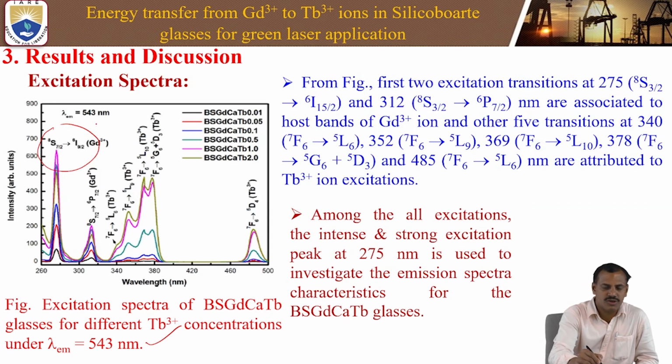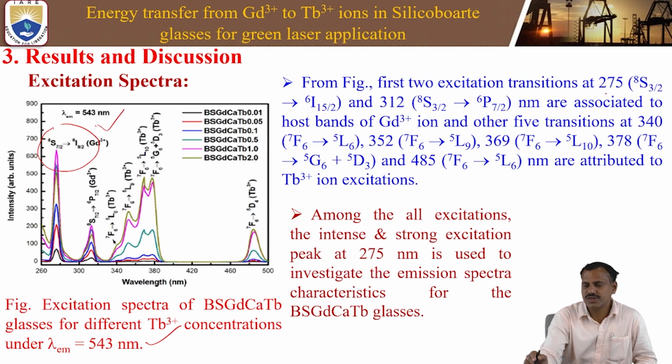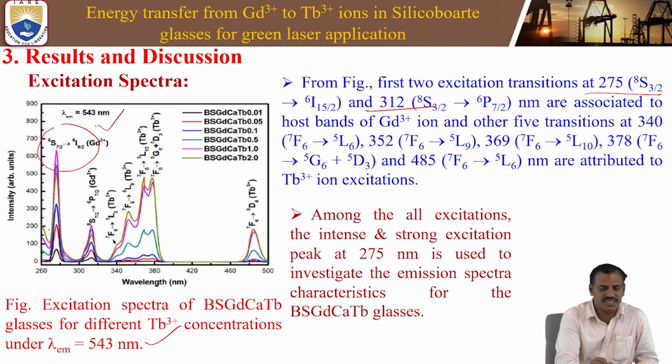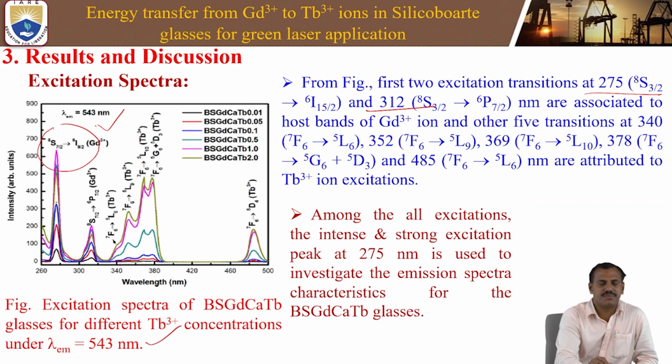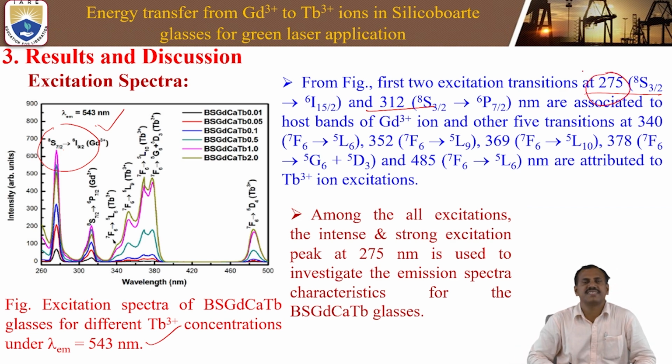That is around 275 nanometer, with 8S7/2 and other bands. These are associated with the bands of the gadolinium-3 ions. Here we also observe small bands, mainly due to gadolinium-3. At 275 nanometer we get a very intense peak of the gadolinium-3 ions, and one more peak is also observed from gadolinium-3 ions, with less intensity than these. The 275 nanometer peak gives the highest intensity in the excitation spectra of the silicoborate glasses.